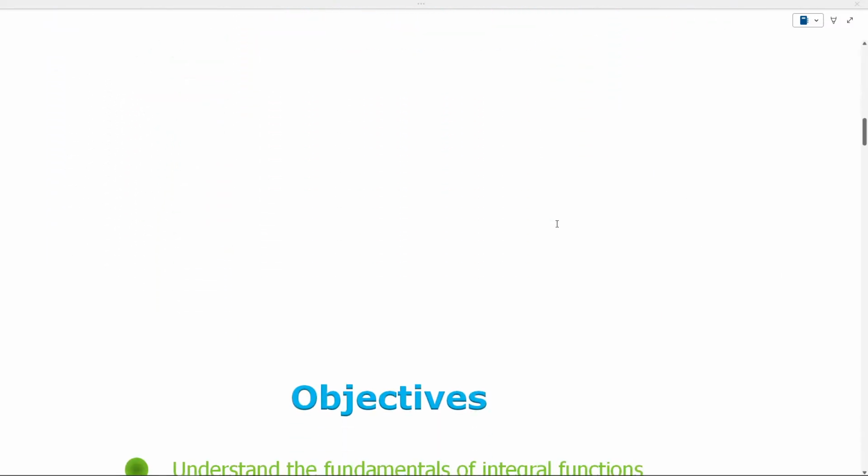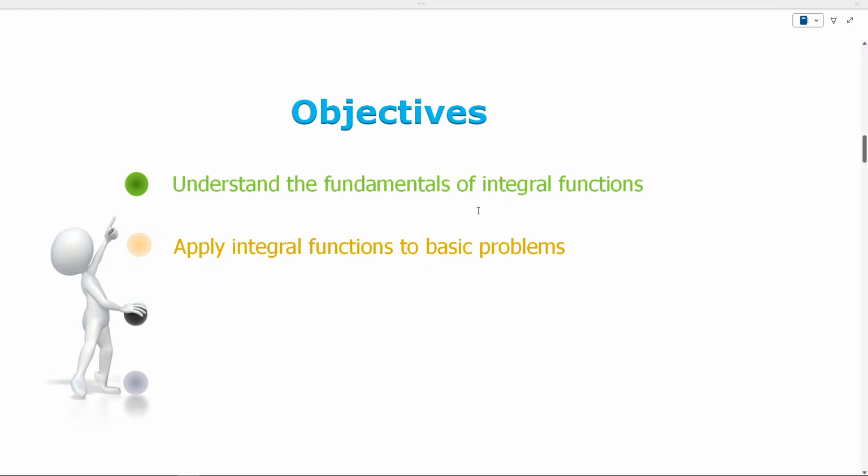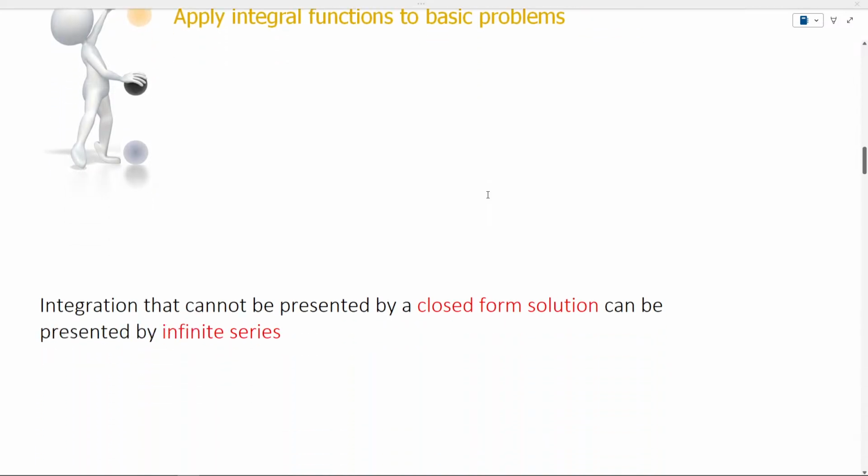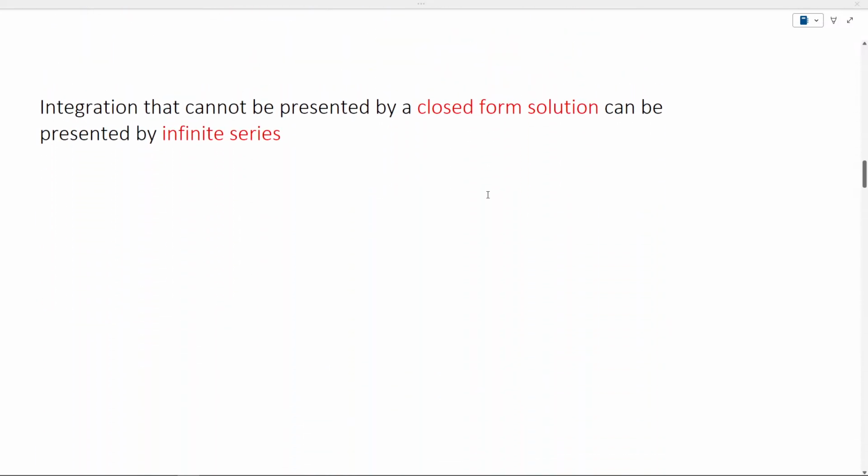Okay, and that's what we will learn today. So you will understand the fundamentals of integral functions, and then we will apply these integral functions to basic engineering problems. Integrals that cannot be represented by a closed form solution can be represented by infinite series. The infinite series gives an approximate value through a summation or integral process.